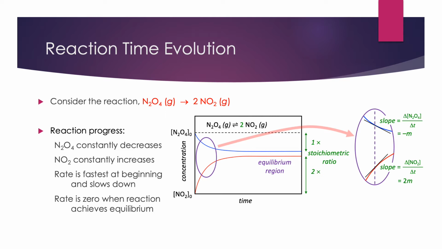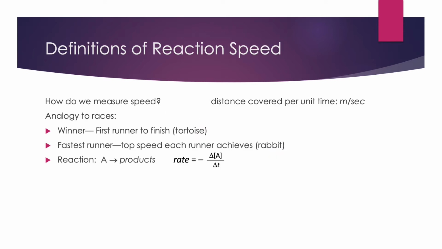Okay, so we've spent a lot of time examining this diagram. Let's get more into the details of what constitutes a chemical rate. So how do we measure speed in life? Well, normally we think of speed as a distance covered per some unit time. That could be meters per second, or if you're driving a car, it could be miles or kilometers per hour. Okay, but it always involves dividing a distance by some time that is spent covering that distance.